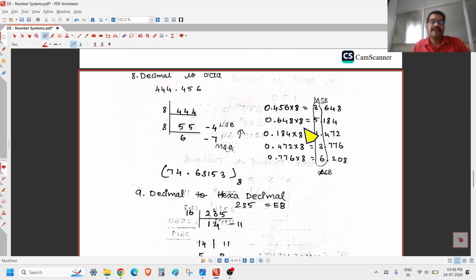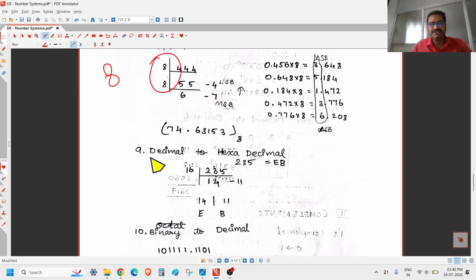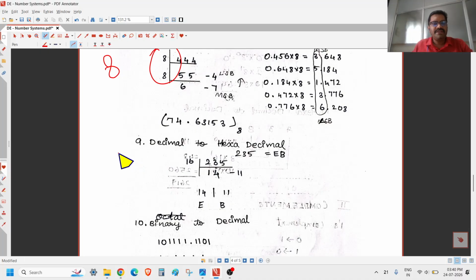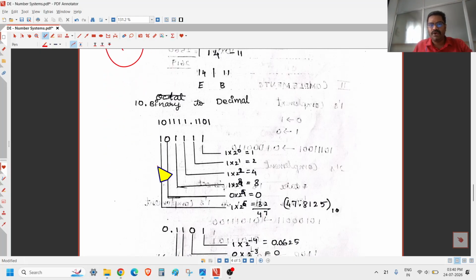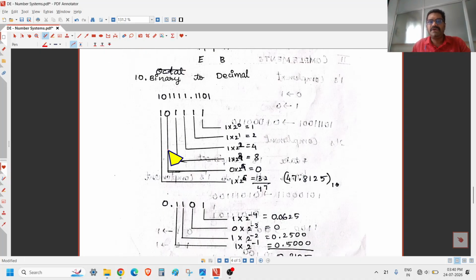And decimal to octal and decimal to hexadecimal follow the same process. For decimal to octal we have to divide the number by 8, because the base for octal is 8, and for decimal to hexadecimal we have to divide the number by 16, because the hexadecimal base is 16, right? So it is the same procedure only.